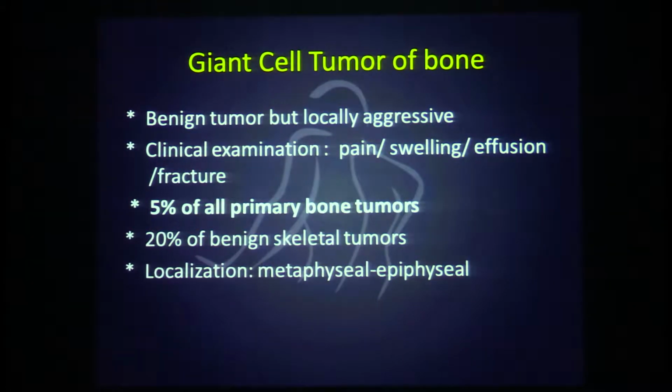So giant cell tumor of bone is a benign tumor but locally aggressive. On clinical examination we can see the pain, the swelling, the effusion of fracture, or like in this case we can have a sciatica by compression of the nerve. It accounts for 5% of all primary bone tumors and 20% of benign skeletal tumors. And this localization is metaphyseal epiphyseal.